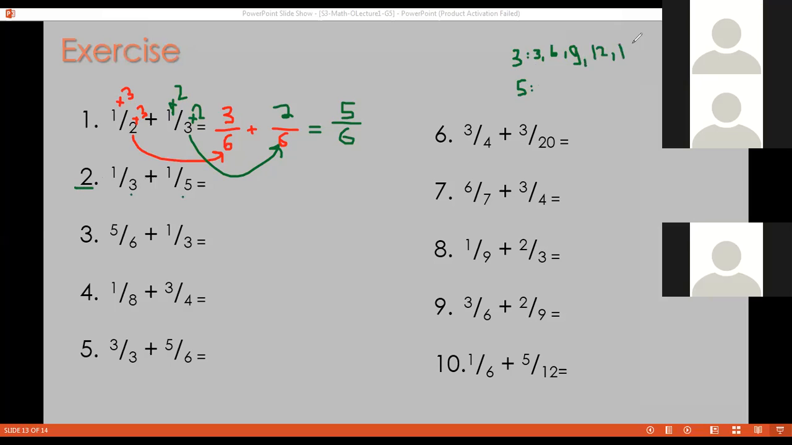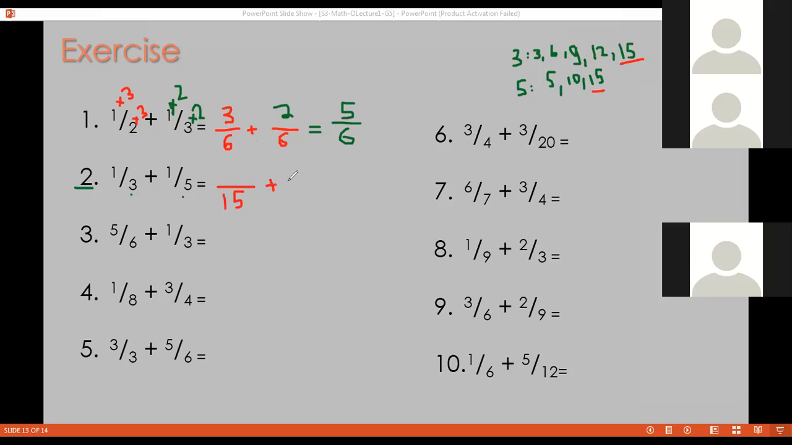Let us list the multiples of 5. 5, 10, 15. We stop on 15. Bravo, because the 15 is the common multiple. Very good.